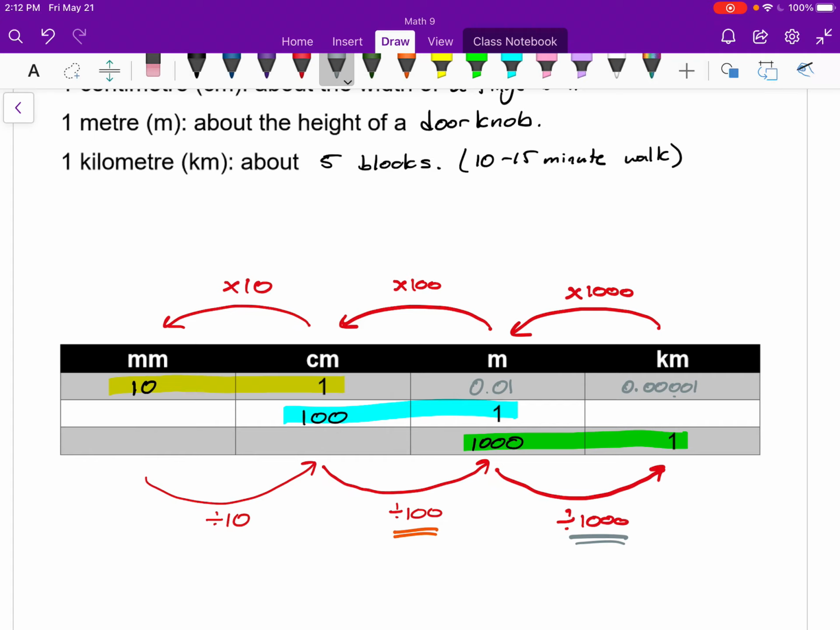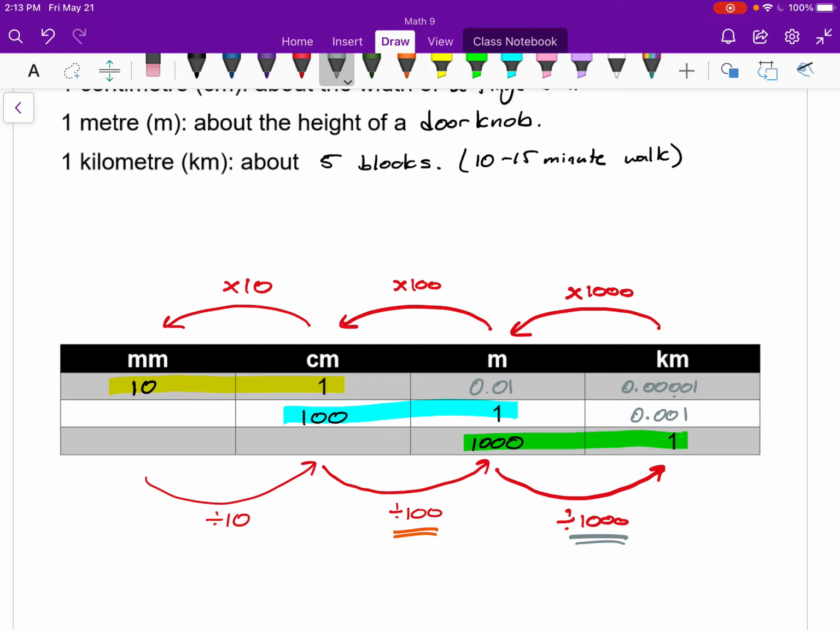Yeah, I think that's right. Just want to make sure all those zeros are correct. But again, saying 0.00001 kilometers is the same as 1 centimeter. It's not wrong, but why not just say 1 centimeter? Similarly, 1 meter I can change into kilometers by, again, dividing by 1,000. So 1 divided by 1,000 is 0.001.